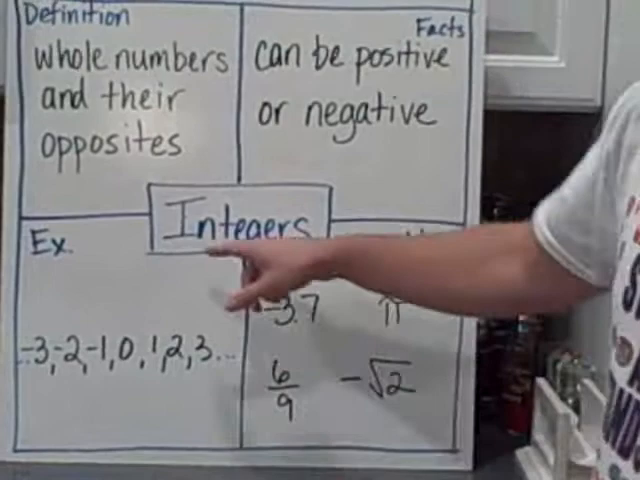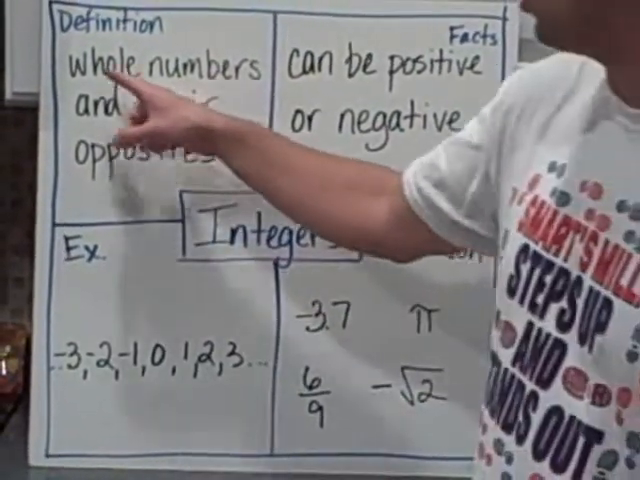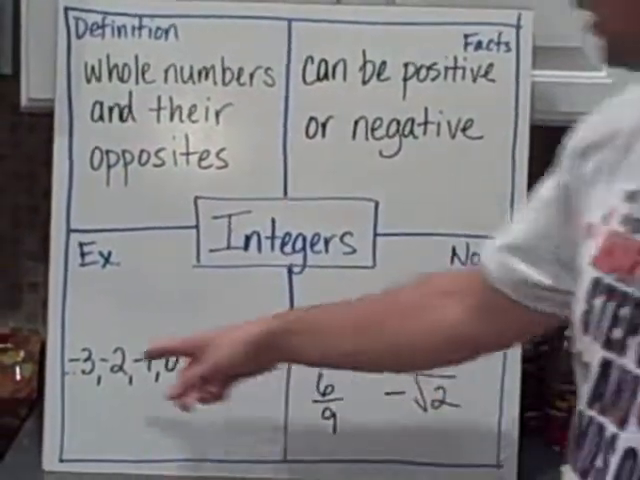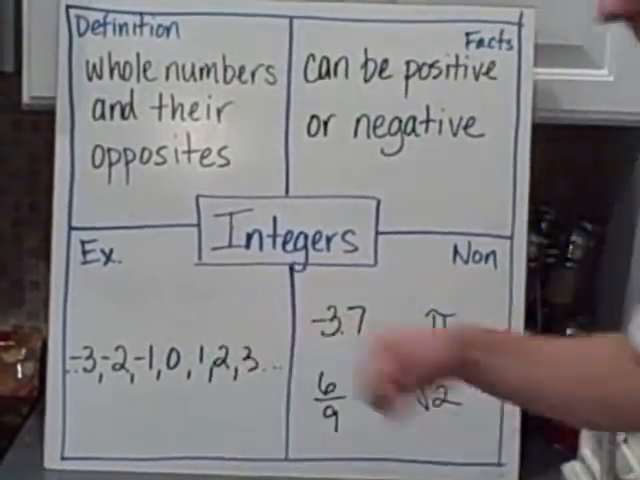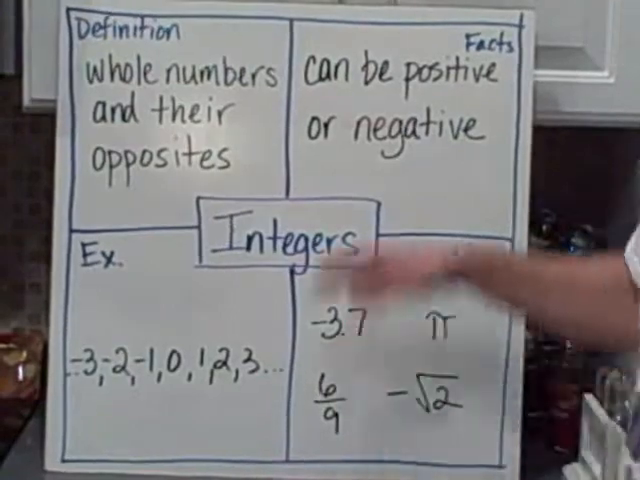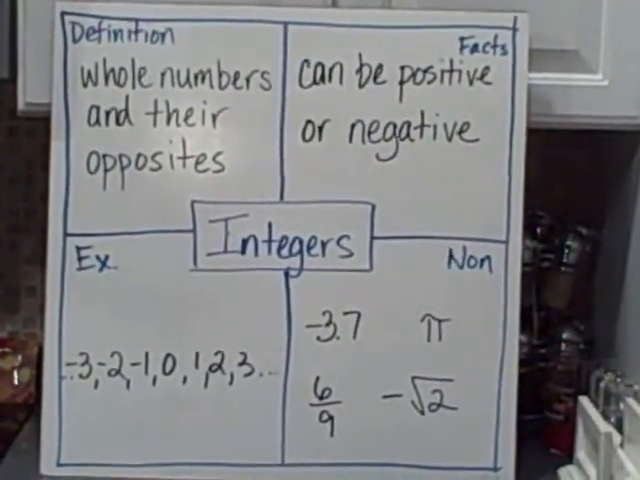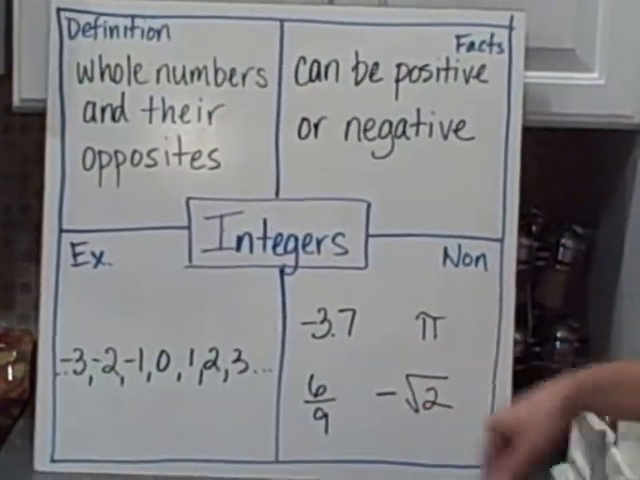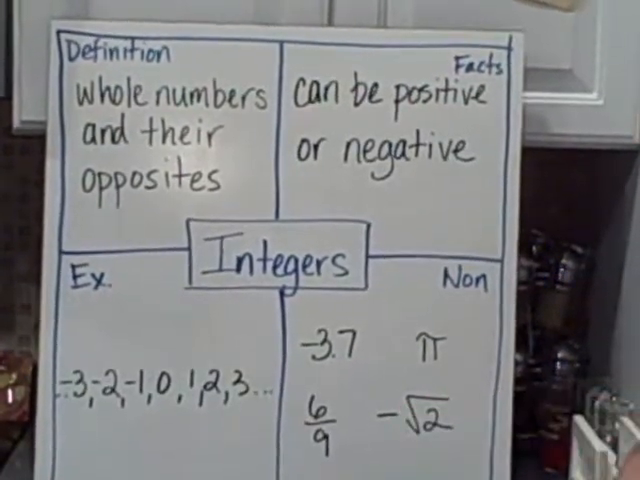Oh, negative numbers, right? So when you add the negative numbers to that list, it all of a sudden is called something new, and it's called integers. All right? So your integers are your whole numbers and their opposites. So you've got -3, -2, -1, 0, and then +1, 2, 3, so on into infinity. It can be positive or negative. But it is not a fraction. It is not pi. It is not the square root of 2, or negative square root of 2.